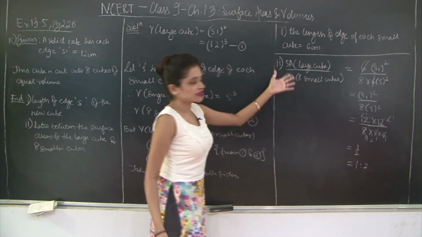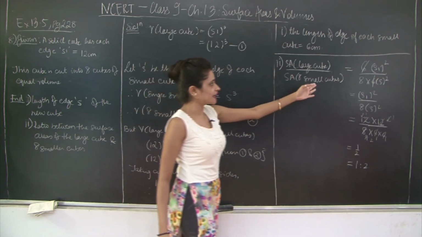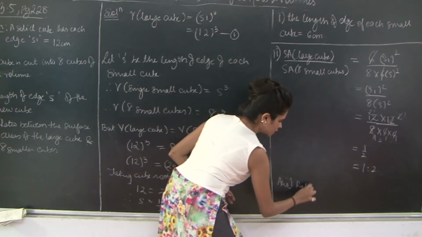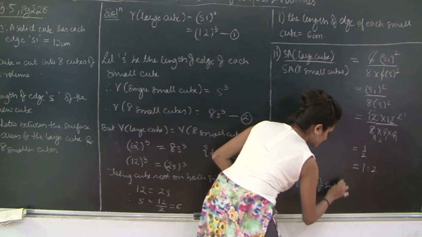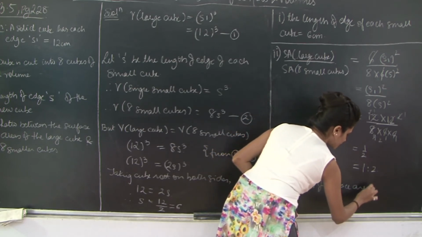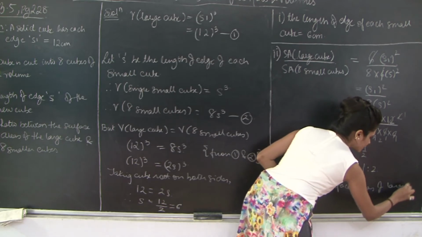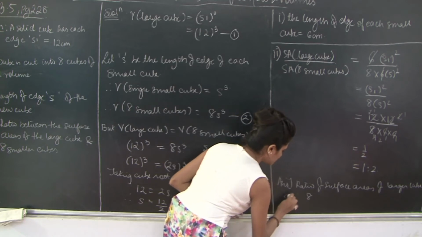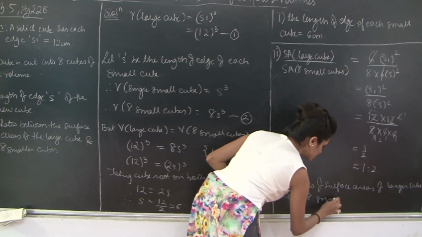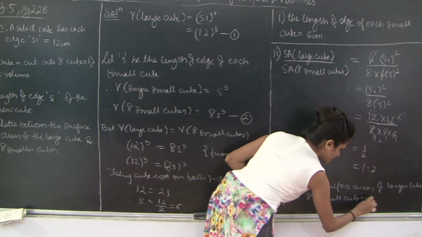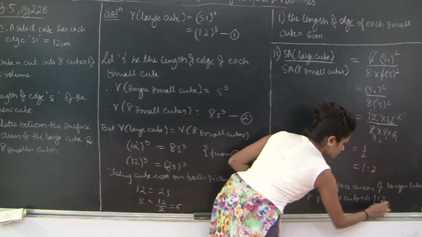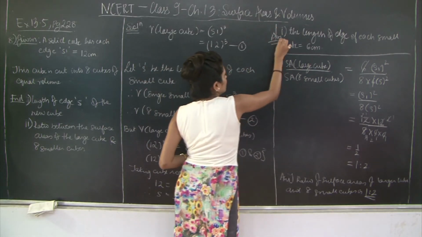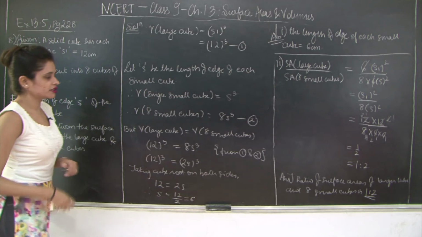So what is the ratio of the surface area of larger cube as compared to the surface area of 8 smaller cubes? It is 1:2. Write down the answer. Ratio of surface areas of larger cube and 8 small cubes is 1:2. So we have two separate answers. One is this out here, and one is this. Please take a look at the solution.